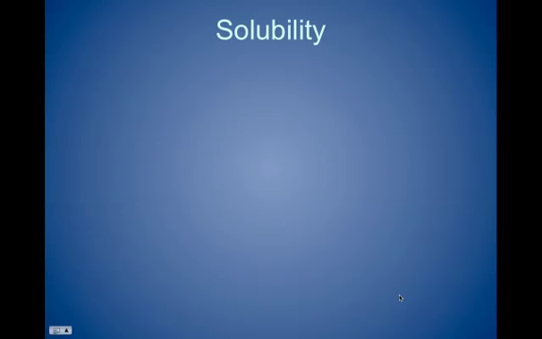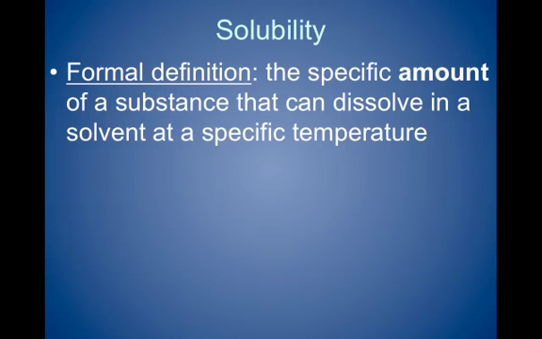Next, the concept of solubility. Now this is amount, so this is different from rate. It's how much solute can dissolve in solvent. So here's our formal definition. It's a specific amount of a substance that can dissolve in a solvent at a specific temperature. And this is maybe where some of the confusion comes in because temperature does affect solubility. So temperature does affect the rate like we just saw, but it also does affect the amount. And again, that's where some things can get a little confusing.